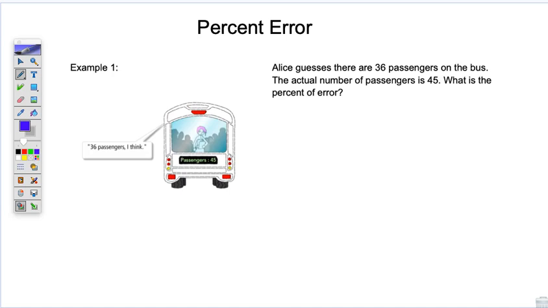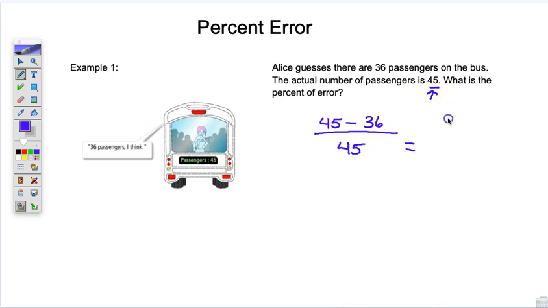Alice guesses there are 36 passengers on the bus. The actual number of passengers is 45. What is the percent of error? So again, we're going to take the larger number and subtract the smaller number, but we always want to divide by the actual number. So that was 45 in this example.